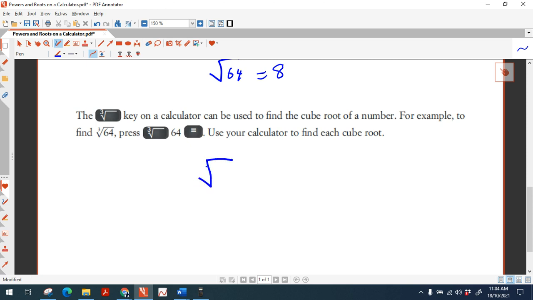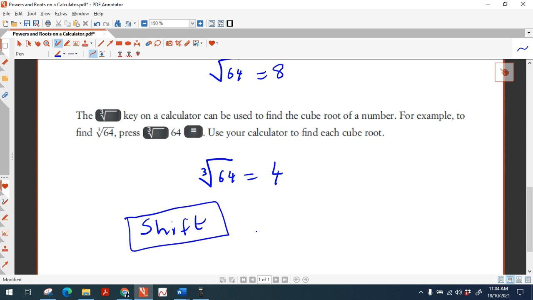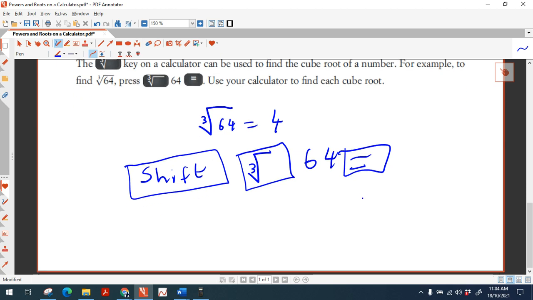Okay, so let's write the answer down. The cube root of 64 is equal to 4. Now remember, the buttons for that were, you have to press shift first, then you press the cube root button, which is really just above the square root button, right? Then you type in 64 and then equals, and you should get your answer. Okay, and that's it for today.